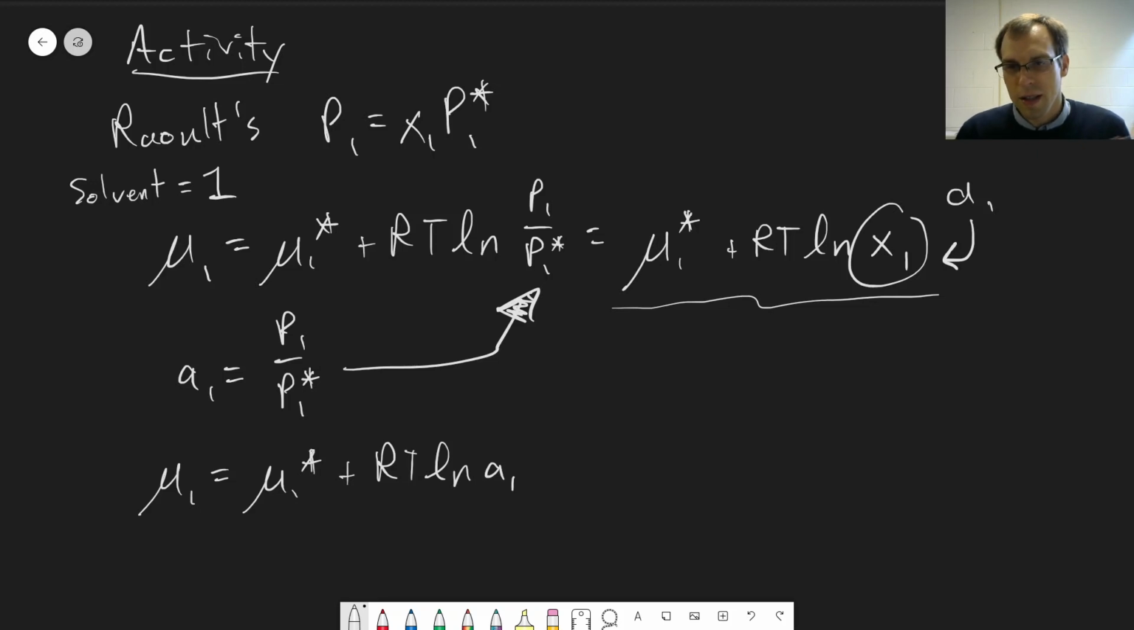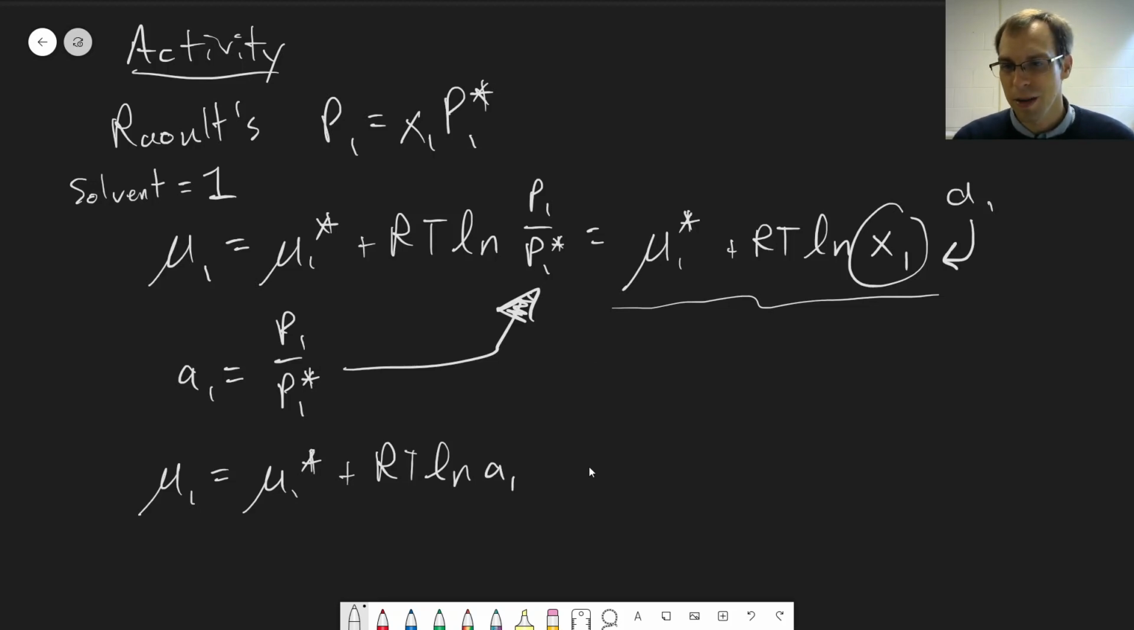So solvent, that's pretty straightforward. That's how we can define and find activity. If we can measure the vapor pressure of our solvent in the solution and compare it to what it would be if it was a pure substance, we can calculate the activity pretty straightforwardly that way. So that's the solvent.